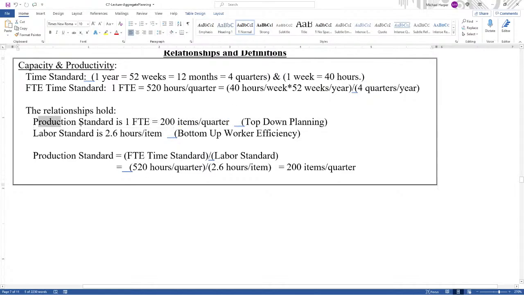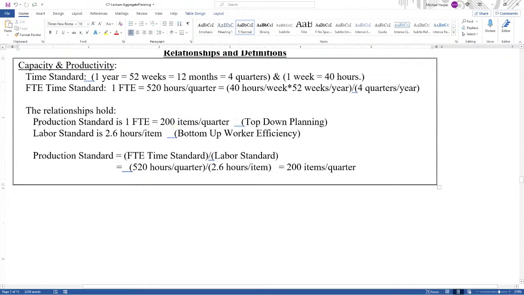Now, the production standard says 1 FTE will generate this much production in your operations, but a labor standard requires 2.6 hours to make each item. So notice this is items per time, this is time per item. This is how many items an FTE can generate, and here's how many hours is needed for each item.